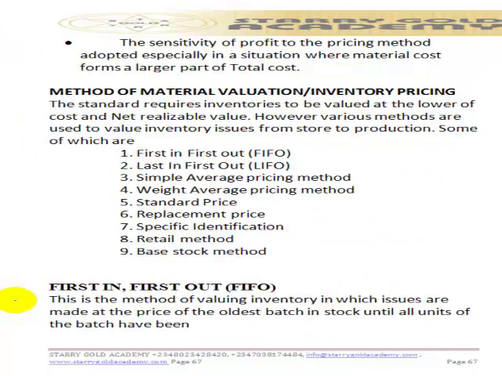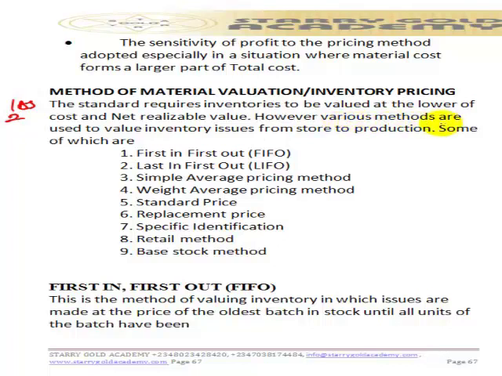Now, another one is the sensitivity of the profit to the pricing method that is adopted, especially in situations where material cost forms a larger part of the total cost of the company. So in such a case, the profit of the company would definitely be affected by the pricing method adopted by the company. Now, the methods of material valuation or inventory pricing. The standard requires inventories to be valued at the lower of cost and net realizable value. That's according to IAS 2.